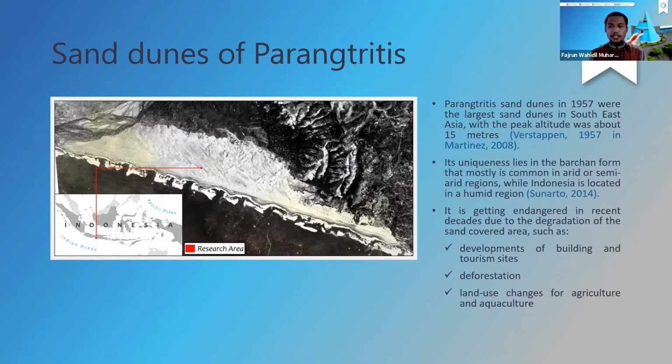However, now it is getting endangered in recent decades due to the degradation of the sand-covered area because of development of buildings and tourism sites, and also because of deforestation, and then because of land use changes for agriculture and aquaculture. So this is the location of the sand dunes of Parangtritis in the southern part of Java Island in Indonesia. It's our research area now.